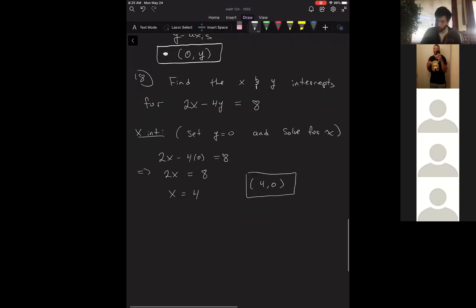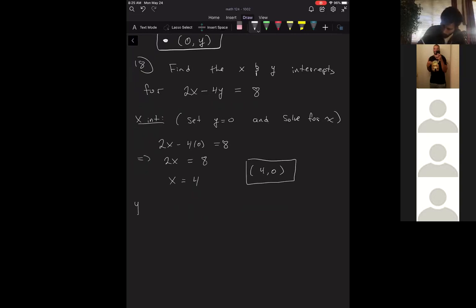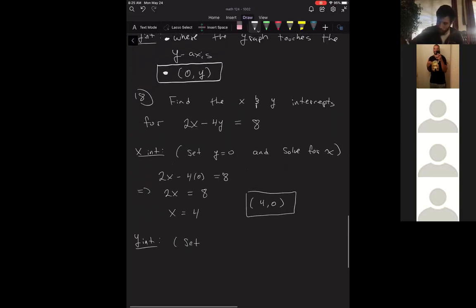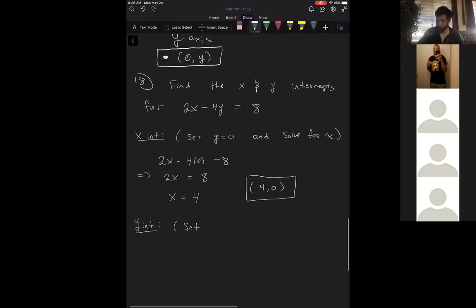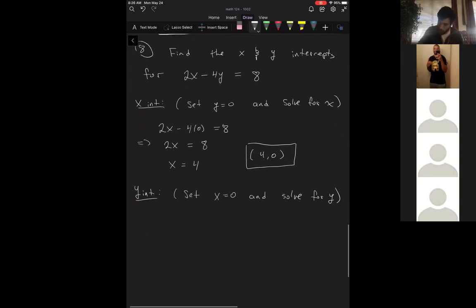All right, so now let's do the y-intercept. So with the y-intercept, if we look above, see here's the y-intercept. The x value is 0, and then we're finding a y value. So here we're going to set our x value equal to 0. So we're going to set x equal to 0, and then solve for y. So it's just the opposite of the x-intercept. So we solve for y, set x equal to 0.